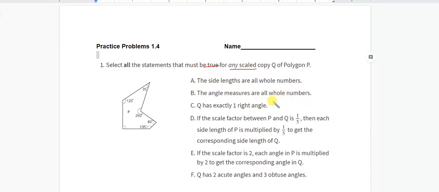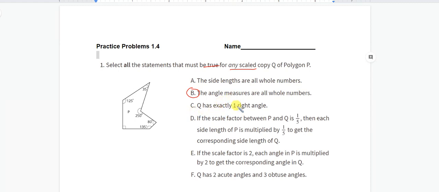Angle measures are all whole numbers. This one we can be specific on because we know all of the angle measures: 80, 250, 35, 1. We know them all. That's a 90, even though it's not written. We know it from the symbol and the notation. Since we know that they are all whole numbers to start, and that in all scaled copies angles never change, we can guarantee that that will be true on any scaled copy of this.